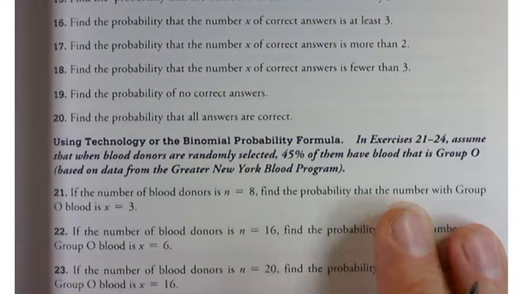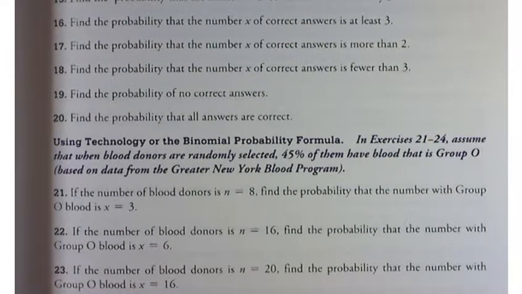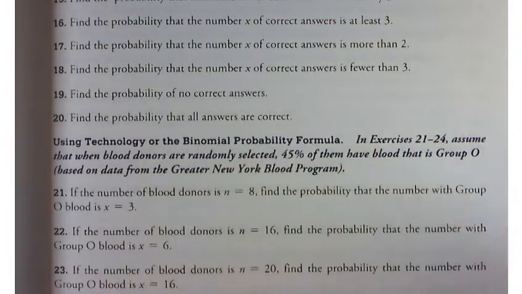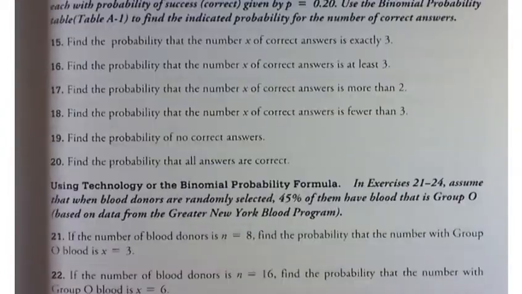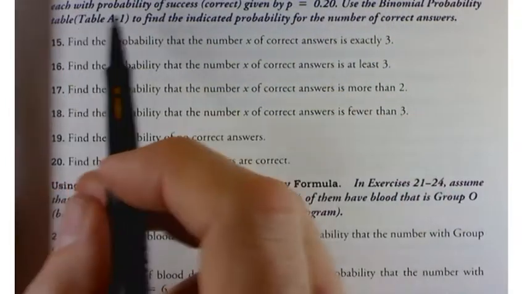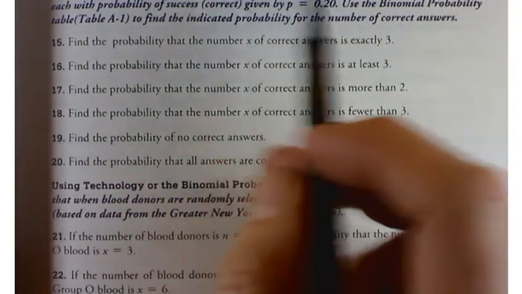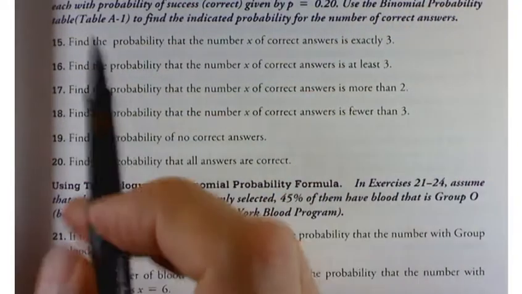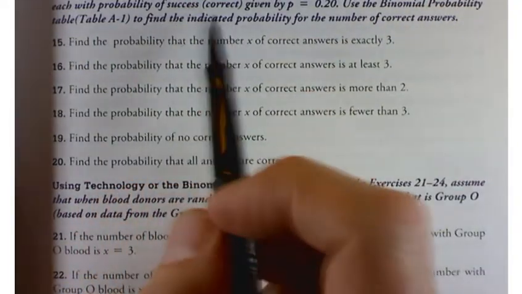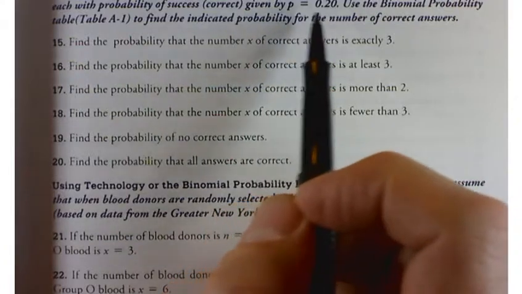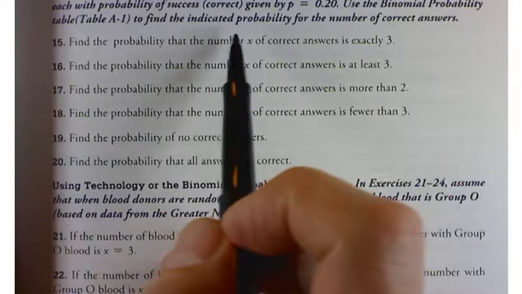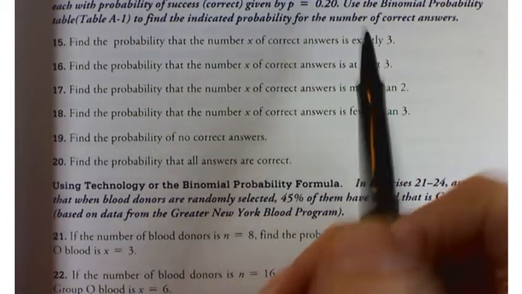Now we're not going to use the table in this case because we're going to use Google Sheets. Well, let's take a look at the experiment. Assume that random guesses are made for 5 multiple choice questions on an ACT test, so that there are n equals 5 trials, each with a probability of success, that is correct, given by p equals 0.20. Use the binomial table to find the probability indicated for the number of correct answers.